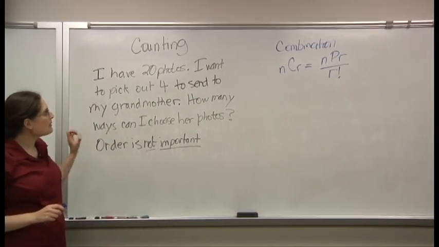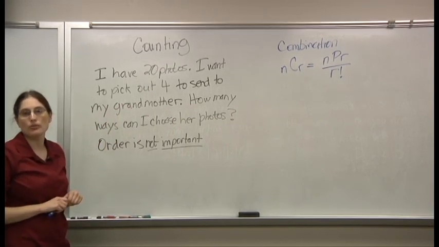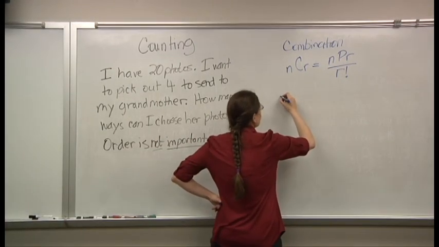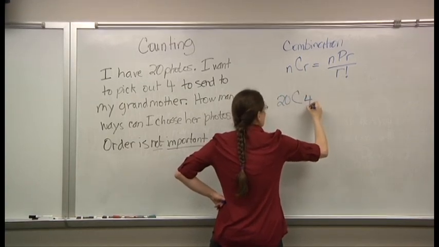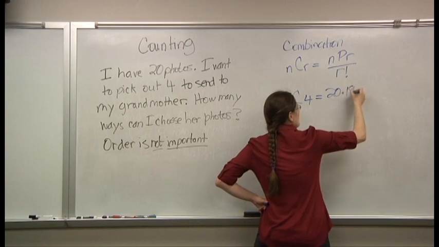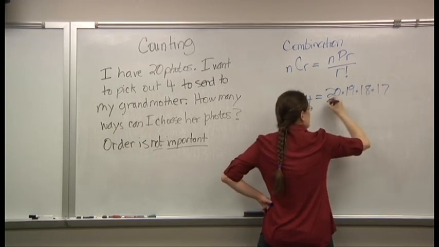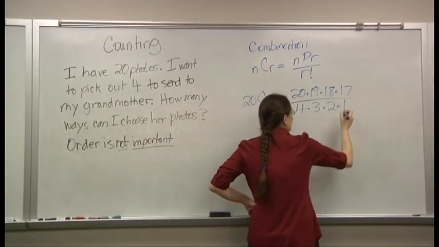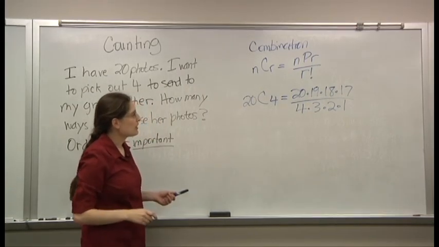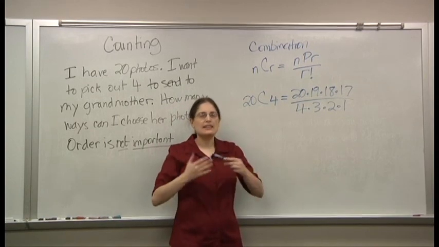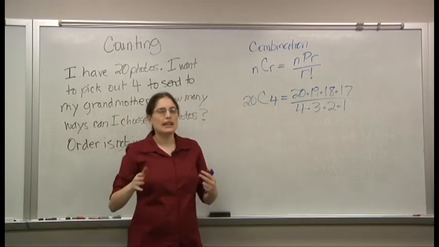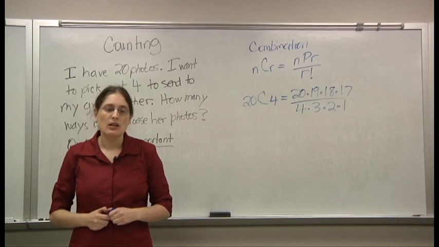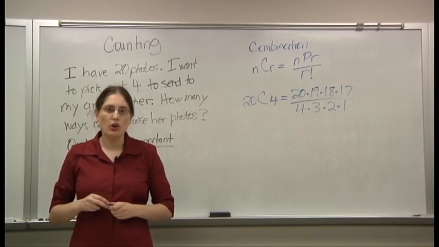In essence, it doesn't matter how those 4 photos are arranged. So it's going to be (20 times 19 times 18 times 17) divided by 4 factorial. This is weird. I'm dividing, but the question says how many ways. The answer has to be a whole number. But there's division in the formula. How does that work? Well, the answer is it always works out to a whole number.